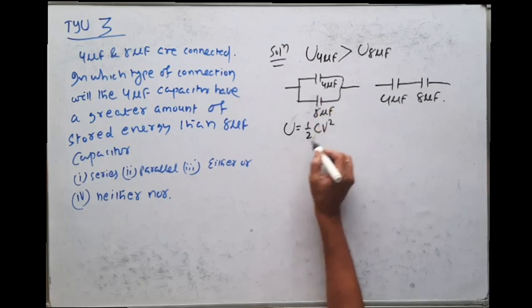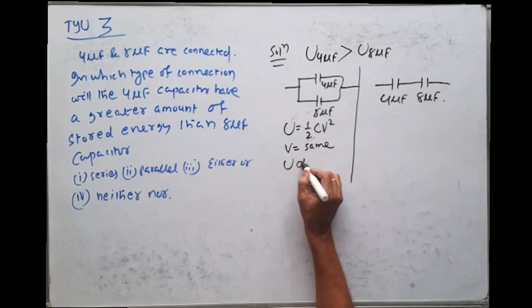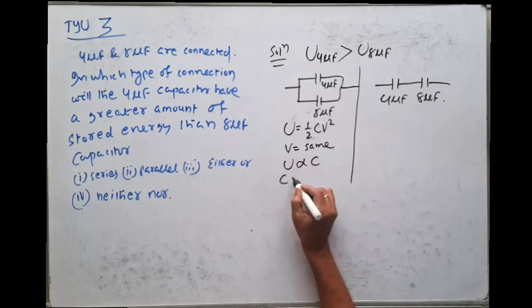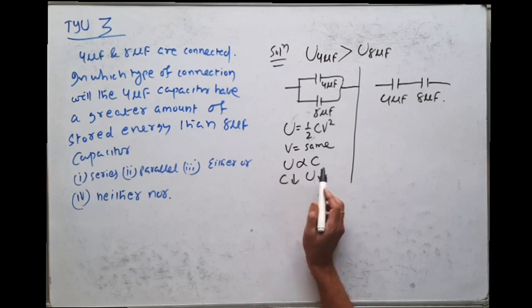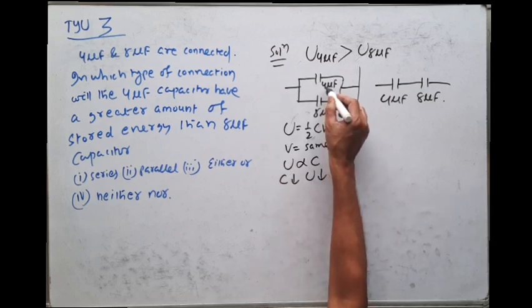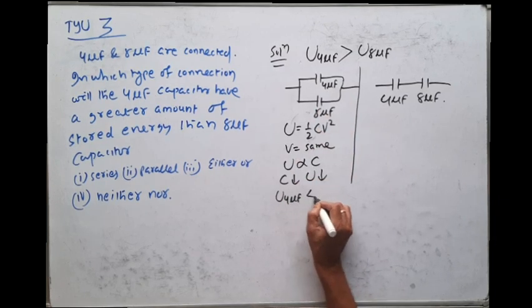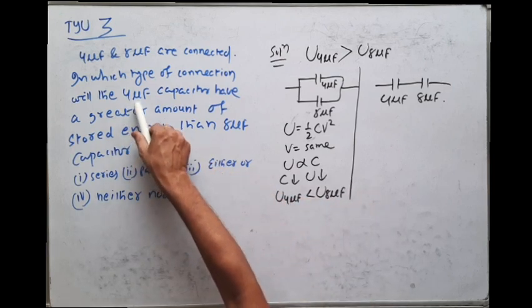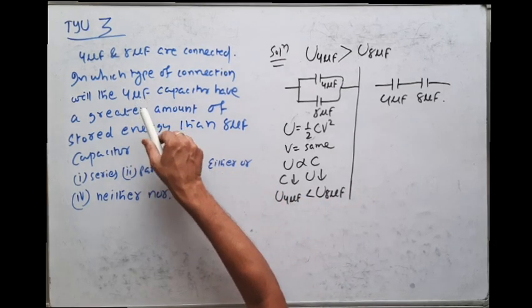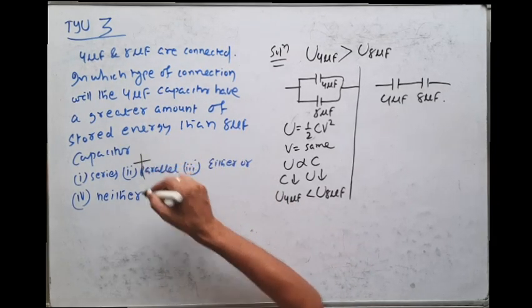So in parallel connection, V is the same. If V is the same, the energy stored is directly proportional to capacitance. If capacitance is low, energy is low. If capacitance is more, energy is more. So here, since 4 microfarad is less than 8 microfarad, the energy stored in the 4 microfarad is less than the energy stored in the 8 microfarad. But our question says the energy stored in the 4 microfarad capacitor must be greater than that of the 8 microfarad. So parallel connection is not possible.